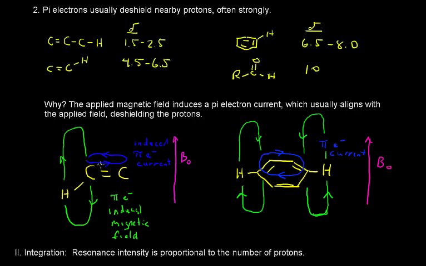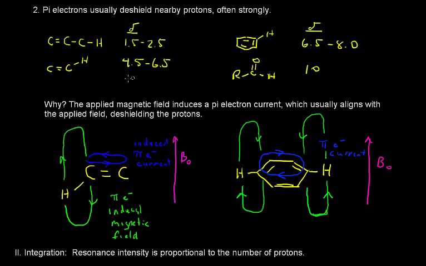Circulating electrons, again, as we saw in the last video, create a perpendicular magnetic field. And so the circulating electrons, circulating due to the applied magnetic field from the spectrometer, produce their own little magnetic field. And this magnetic field tends to orient in such a way that it reinforces the applied field. And so this induced magnetic field is reinforcing the applied magnetic field from the spectrometer, thus deshielding the proton, making it resonate at lower field strength or higher frequency, farther downfield.